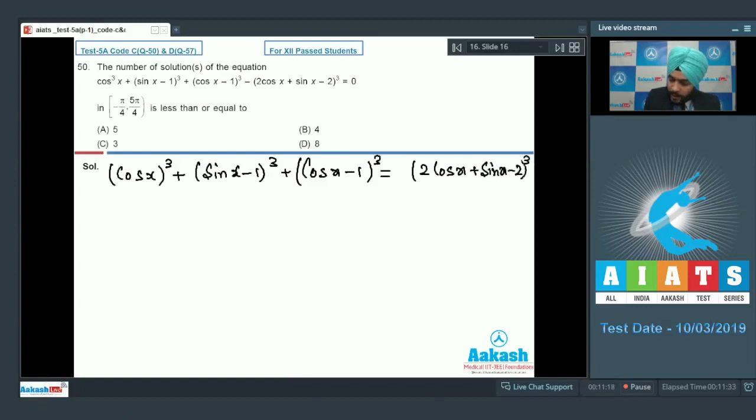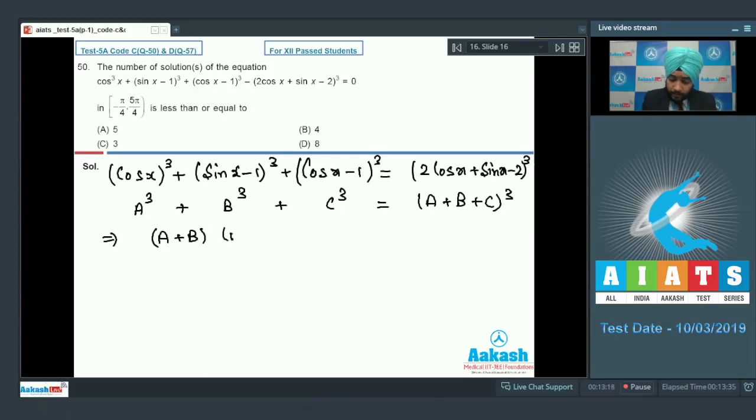So if I assume this quantity as A, so it is A cube, this as B, B cube, this as C, C cube, this is the sum of these three quantities, (A + B + C) whole cube. So this is true only if (A + B)(B + C)(C + A) is equal to 0. Students, clear that cos x is A, sin x minus 1 is B, cos x minus 1 is C.